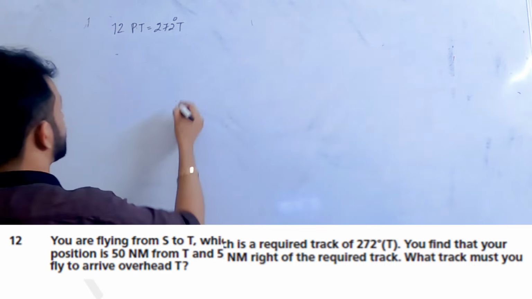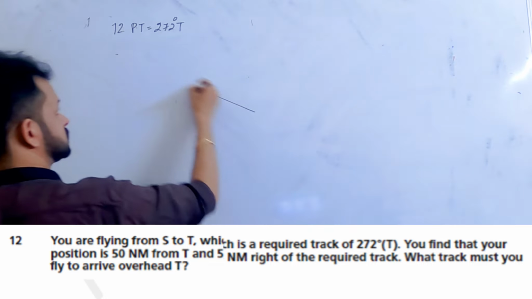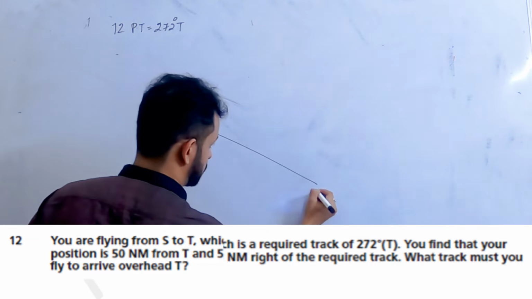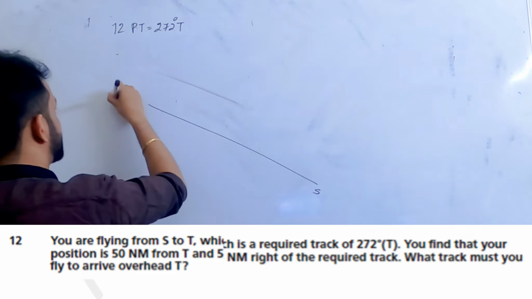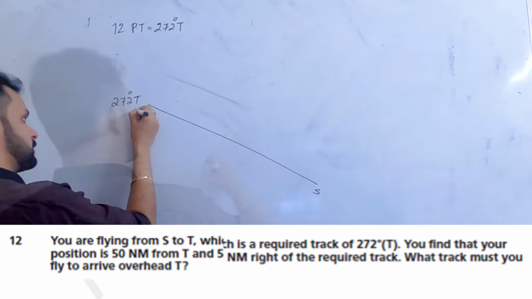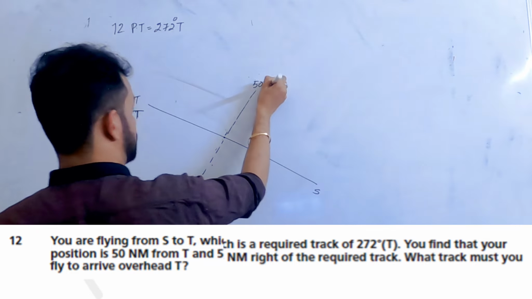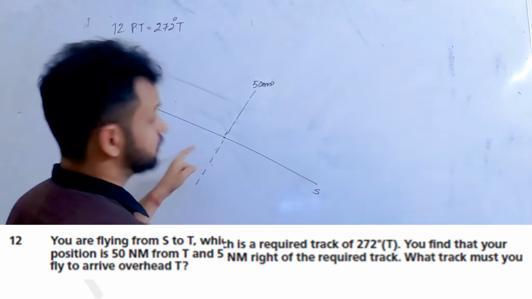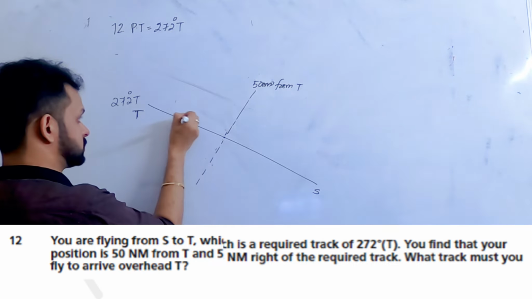From S to T, S will be towards the east side, T will be towards the west side, and it is 272 degrees. That's right. From S to T, that is the track of 272 degrees true. Now what are we finding? So it's 50 nautical miles. 50 nautical miles is from T. So this distance is 50 nautical miles from T.